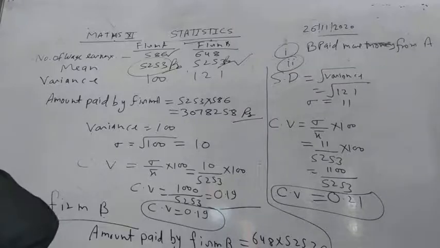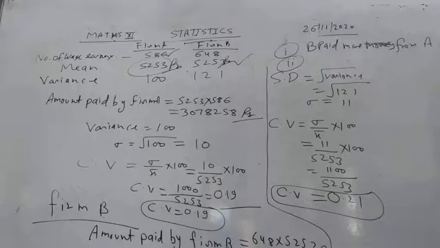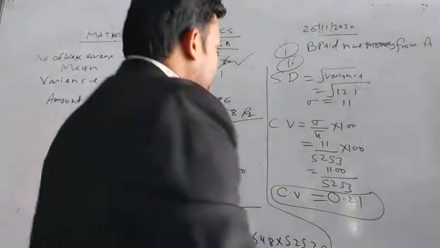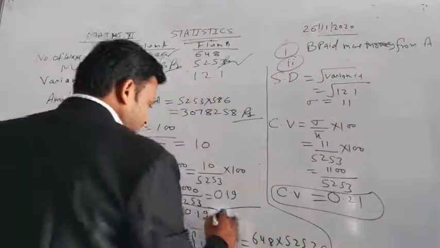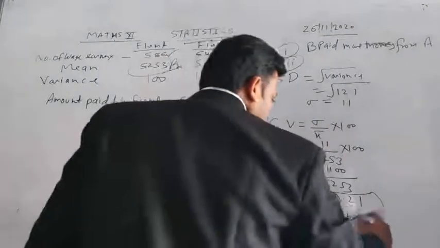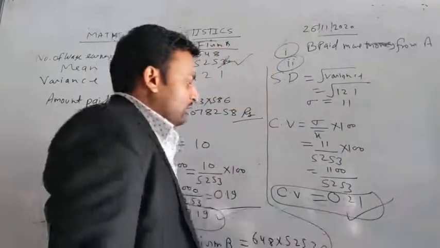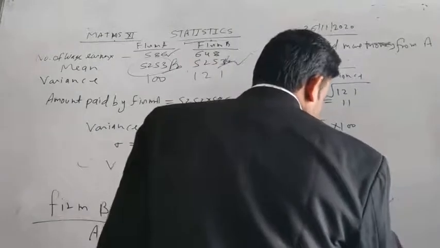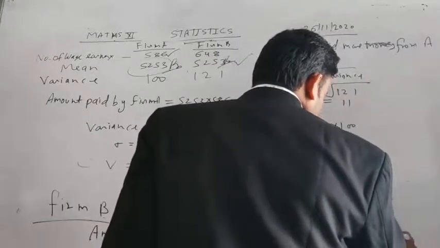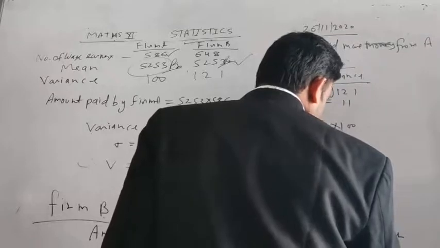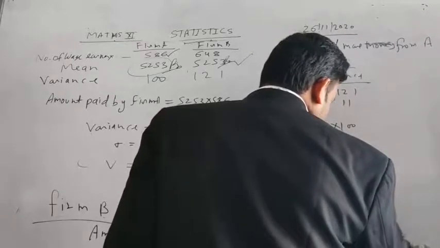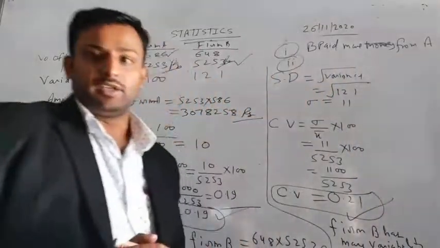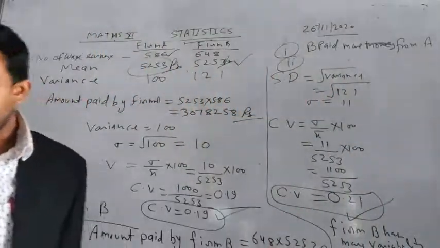So we are seeing that the coefficient of variation of wages of firm A is 0.19 and the coefficient of variation of firm B is 0.21. So firm B shows greater variability, okay. Firm B has more variability in comparison to firm A, okay. This is the answer of our second part.